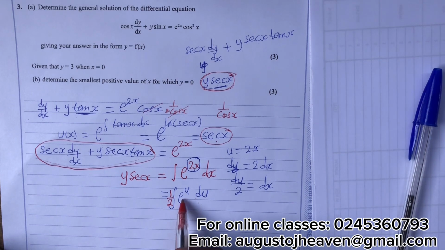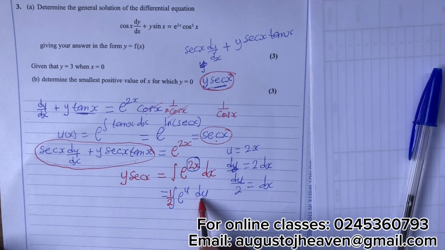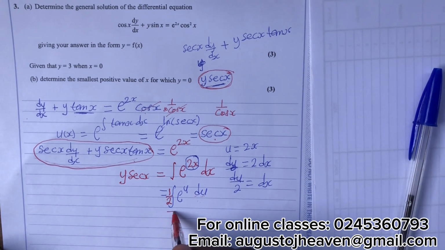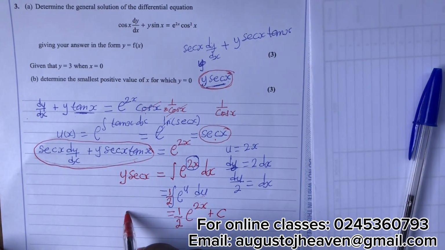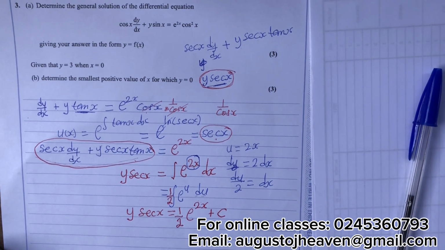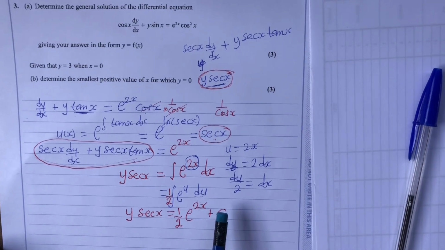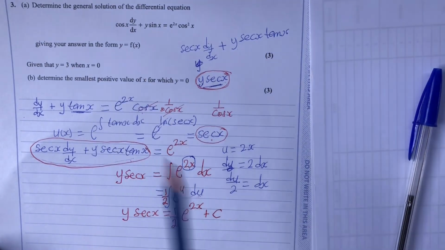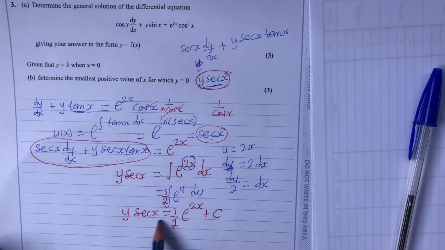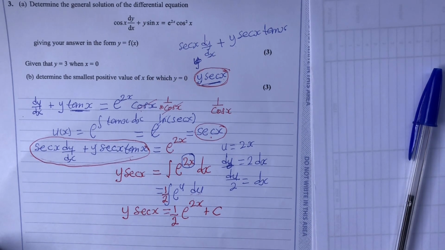Now, if we integrate e power u with respect to u, we get the same e power u. So this gives us half e power u. But u is 2x, so we put 2x there, plus the integral constant c, equals y secant of x. And what do we do? We need our answer in the form y equals f of x, so we need to divide through by secant of x.